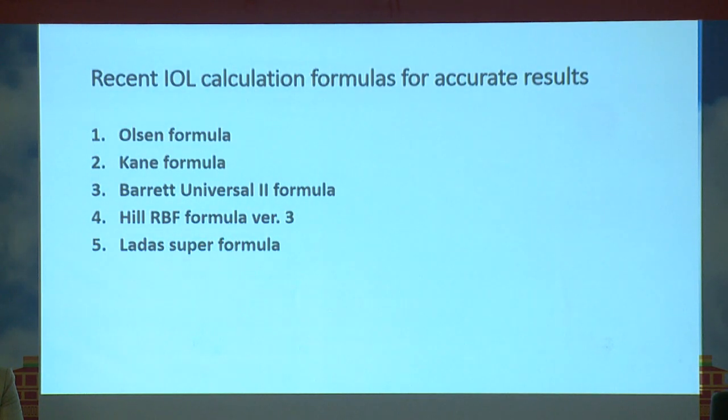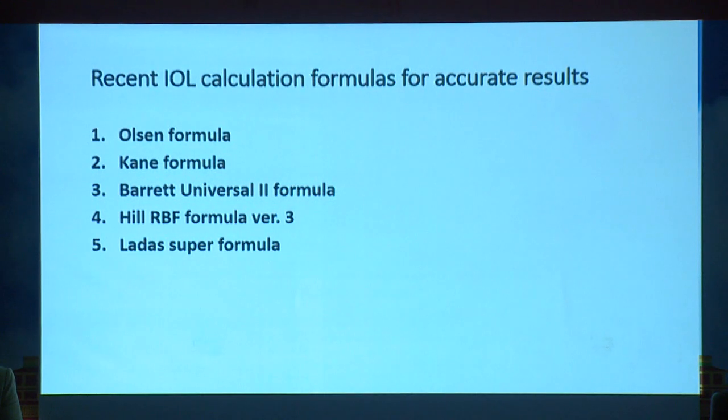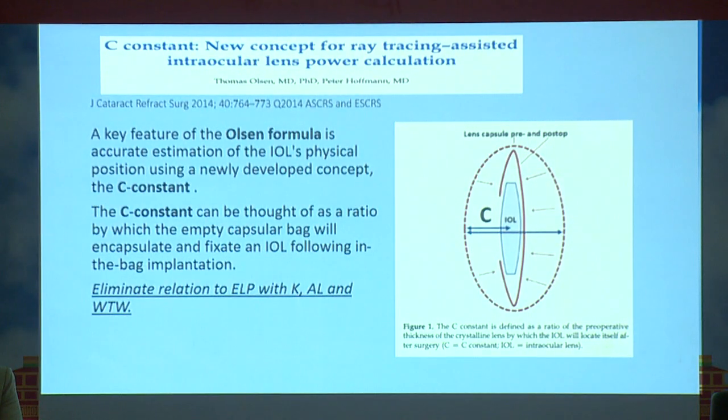But now the recent IOL calculation formulas for accurate results, we have taken 5 formulas. The recent ones are Olsen, Kane, Barrett Universal 2, Hill, Robertson, and Ladas super formulas. The Olsen formula gives an accurate estimation of the physical lens position using the newly developed C constant. The C constant is thought of as a ratio by which the empty capsular bag will encapsulate and fixate the IOL following in-bag implantation.